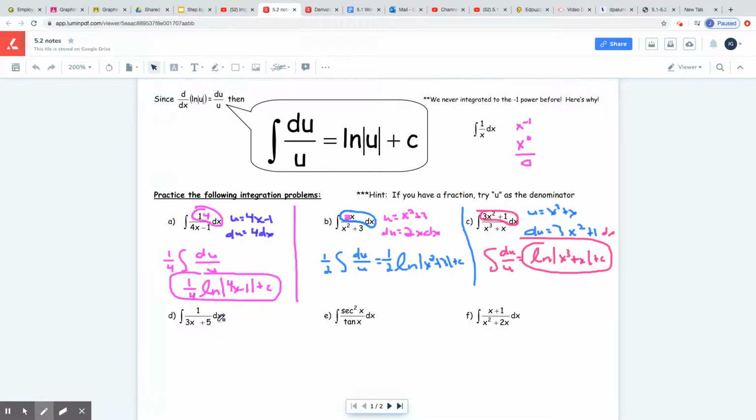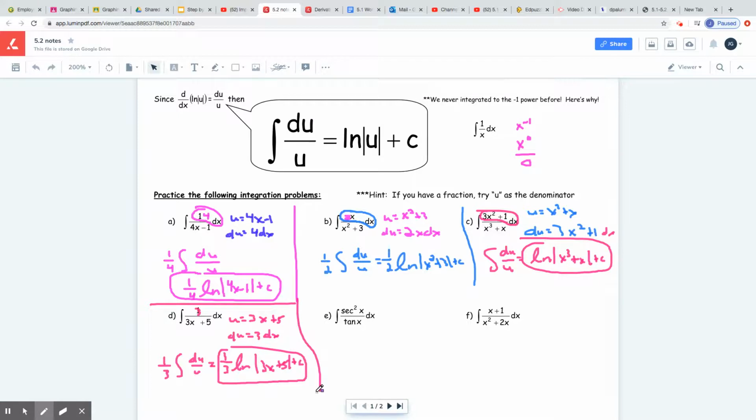Same thing. U is, just block that off, 3x plus 5. The derivative of that is 3 dx, so we need to add our 3. We get 1/3 integral, and all of this up top here is my du over u. Once we see that, we put the 1/3, and then we rewrite natural log of the absolute value of our u, 3x plus 5, plus c. And there's our answer.